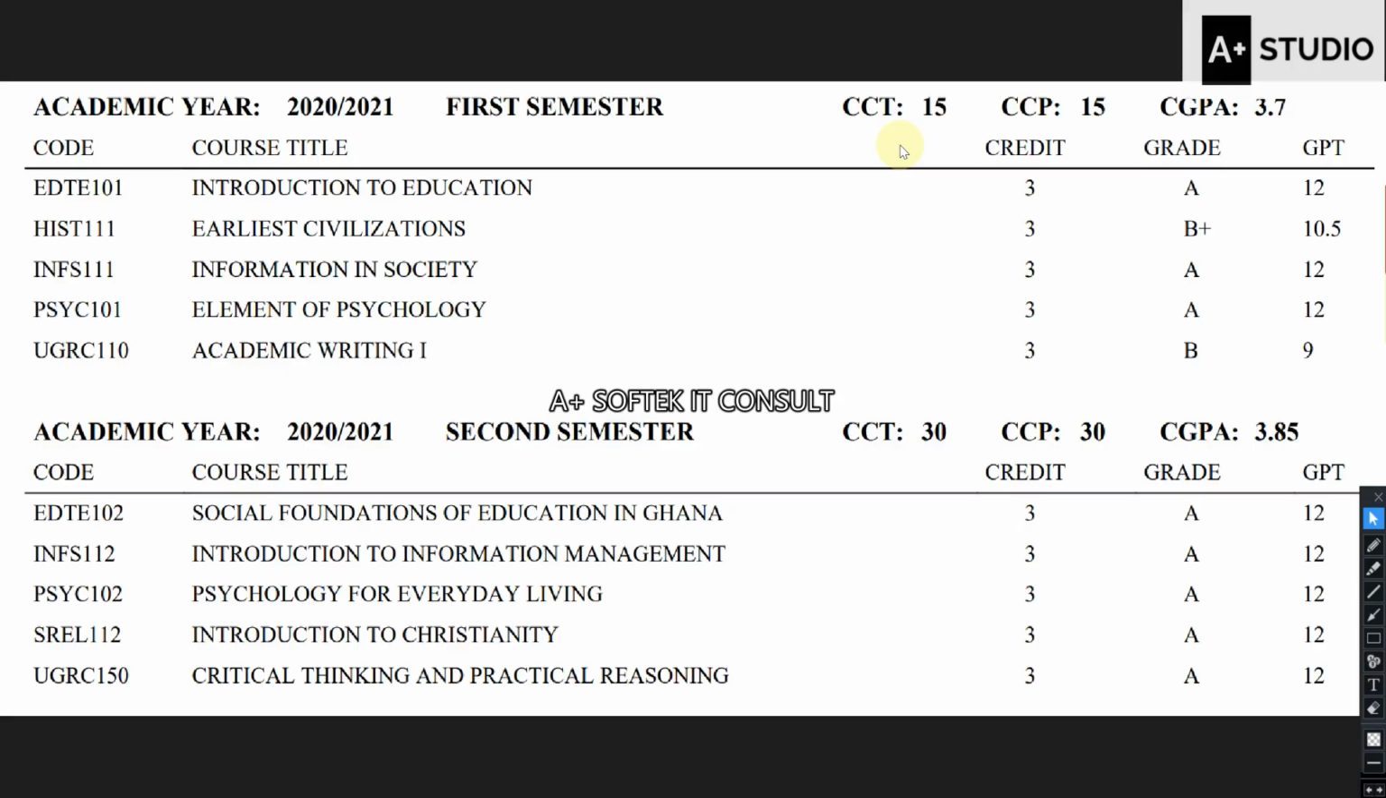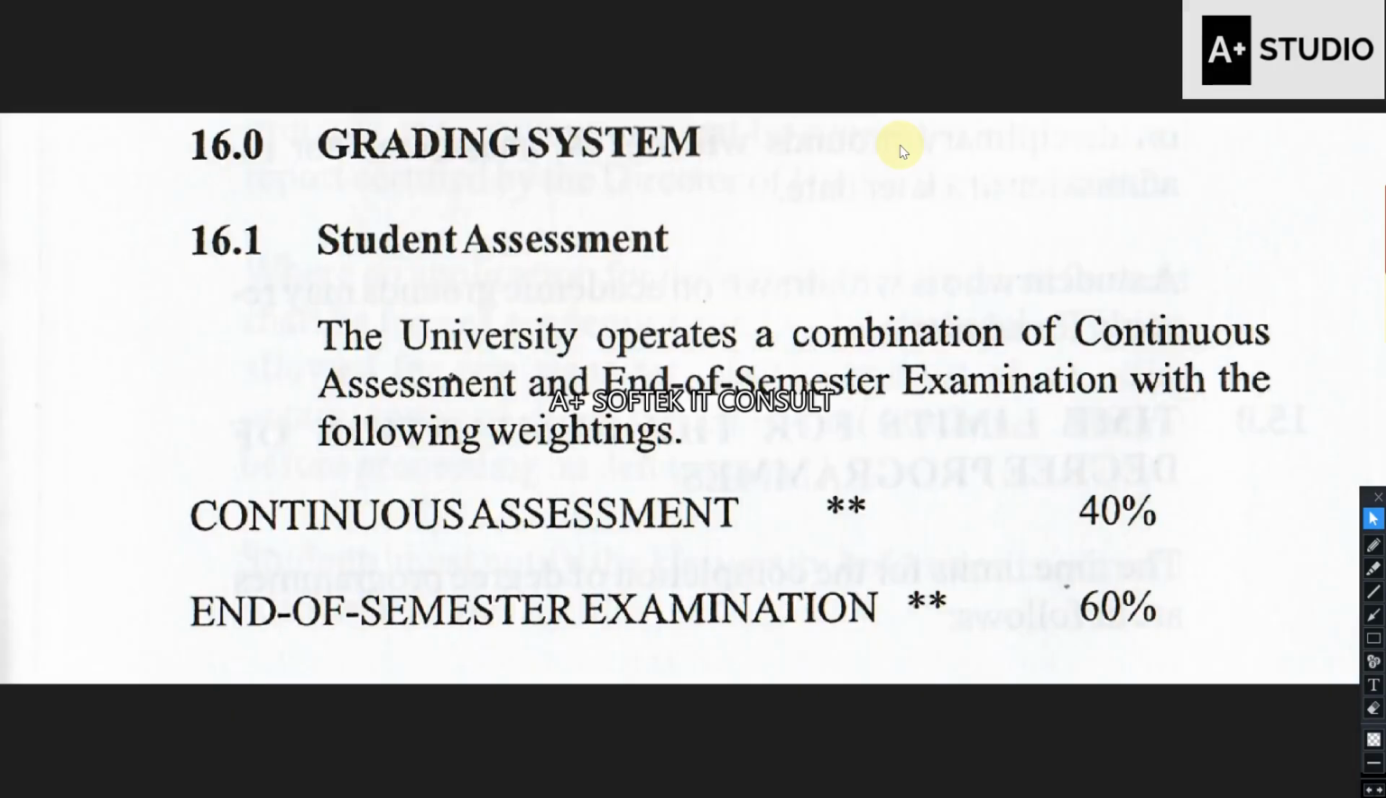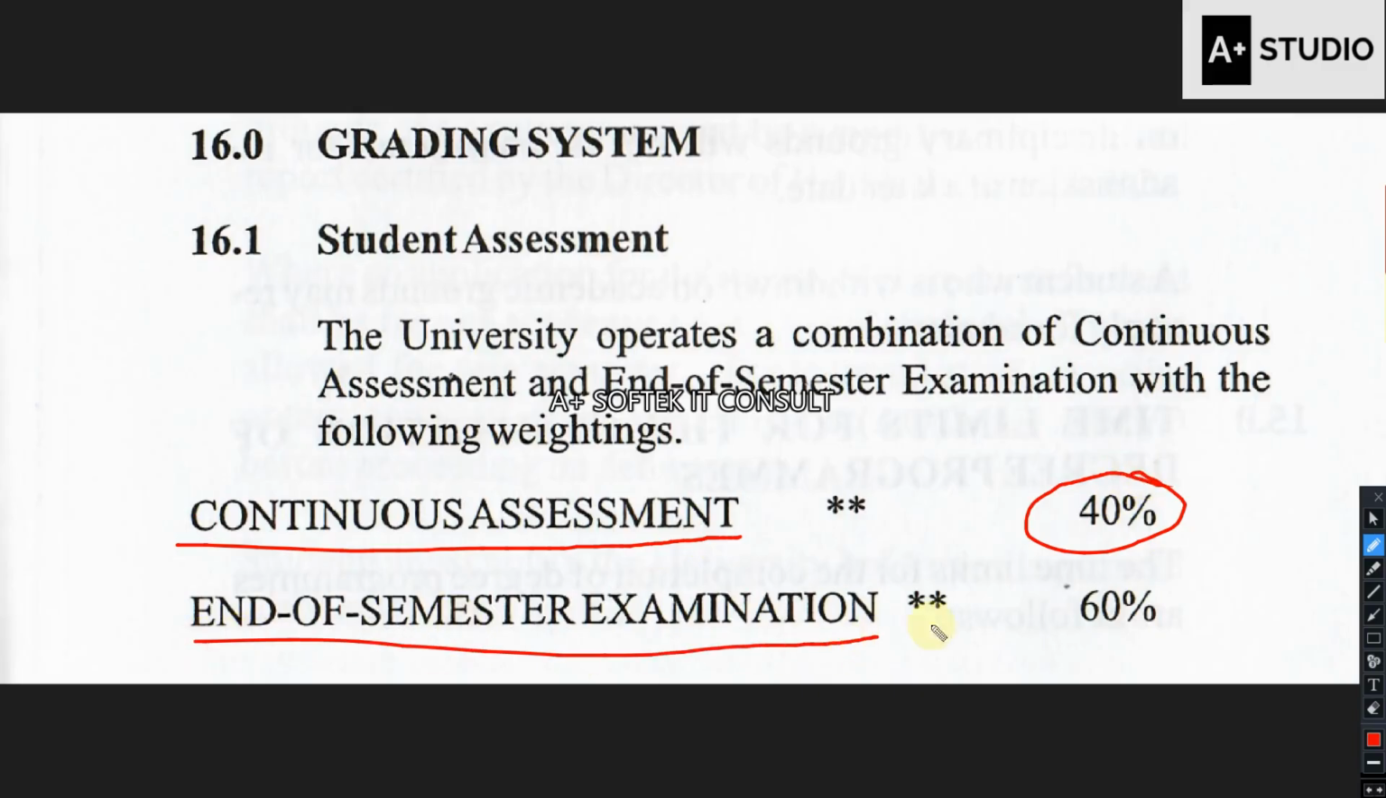Let's get started. Before we start, I always want us to take the preamble. When you go to every university, there are policies that govern the university. When you go to the UCC, University of Cape Coast, they work with the 60-40, and they work with the GPA instead of the CWA. So at the University of Cape Coast, the university has a policy for continuous assessment that is 40% in year, and then the end of semester examination is 60% for students.